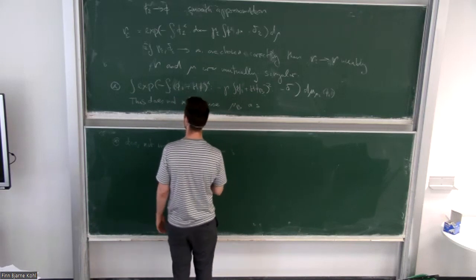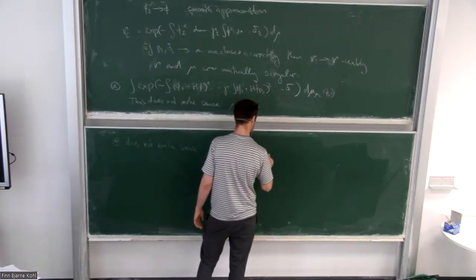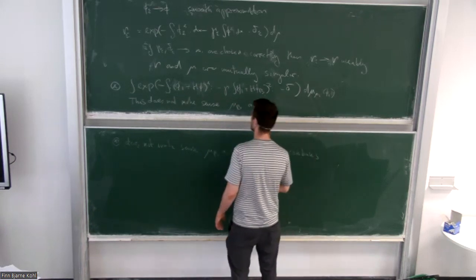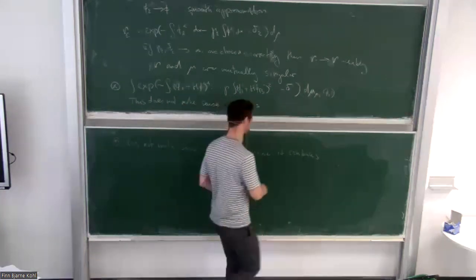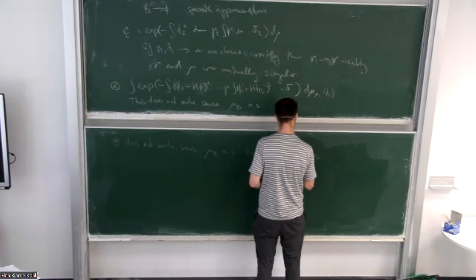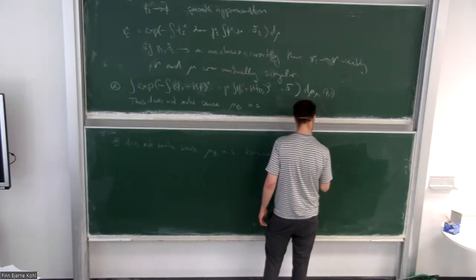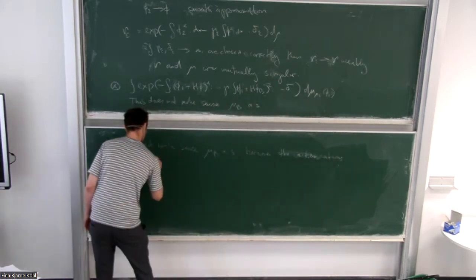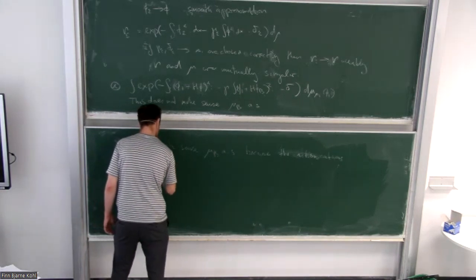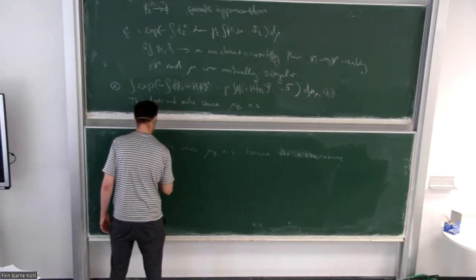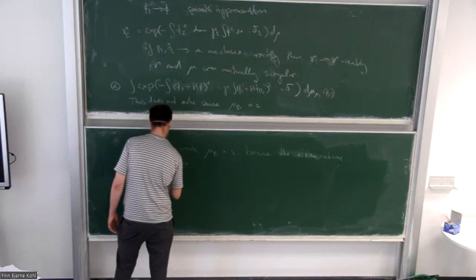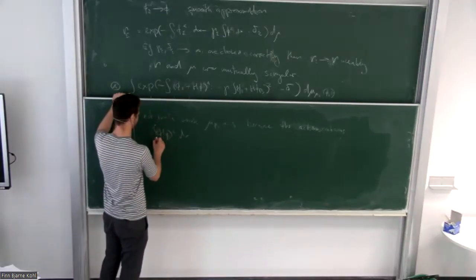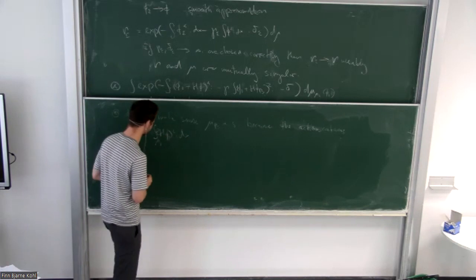Maybe almost surely, because the action contains this term. So it's the phi b term to the power 4, Wick ordered and then integrated.